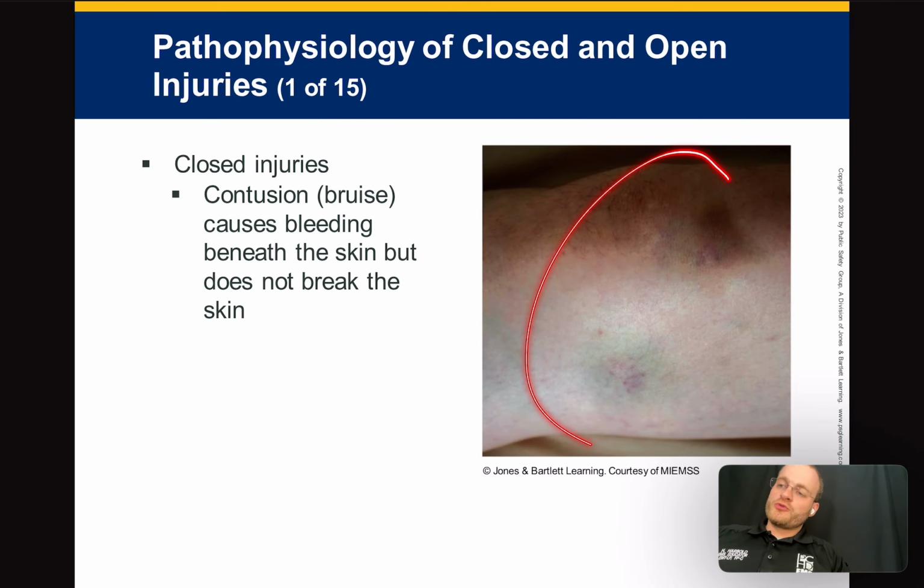Now, this is a bruise. We're going to talk about what the medical words for bruises are on the next slide, but a contusion is one of the medical words for a bruise. In fact, it's the exact translation. Contusion is a bruise. And so this is bleeding up underneath the skin.